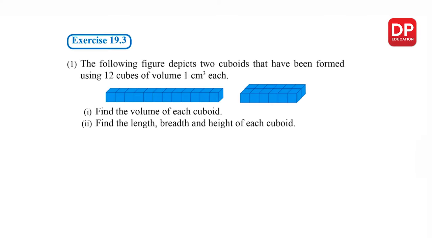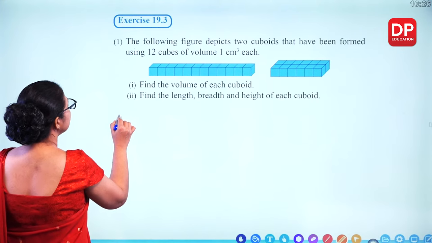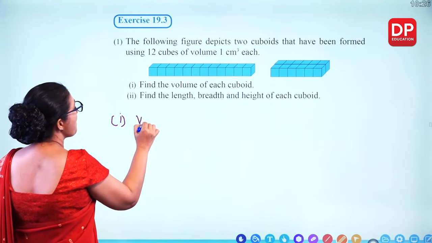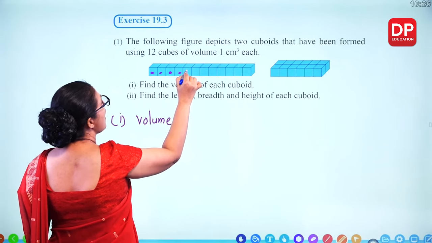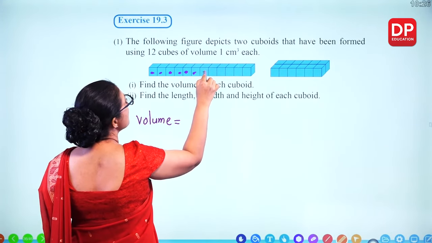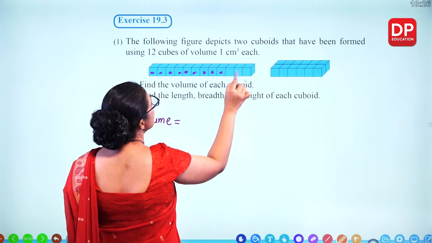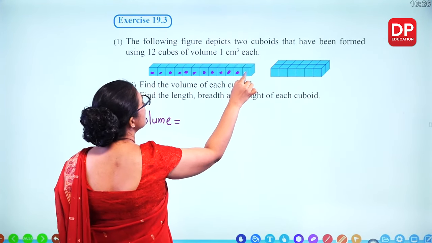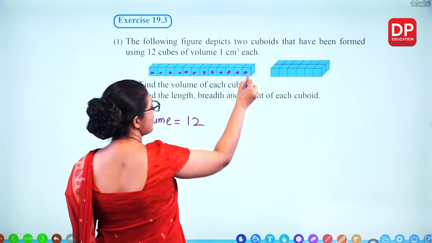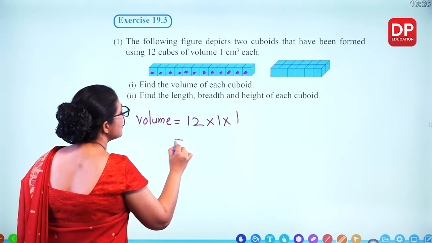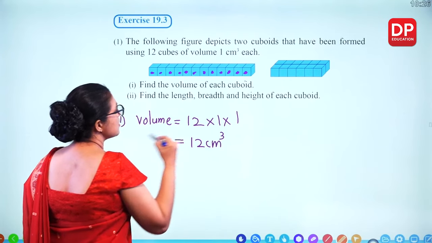Exercise 19.3. The following figure depicts 2 cuboids that have been formed using 12 cubes of volume 1 cubic centimeter each. Find the volume of each cuboid. First one, 1, 2, 3, 4, 5, 6, 7, 8, 9, 10, 11, 12. So 12 is the length. Width is just 1. And height is just 1. So it's 12 cubic centimeters.